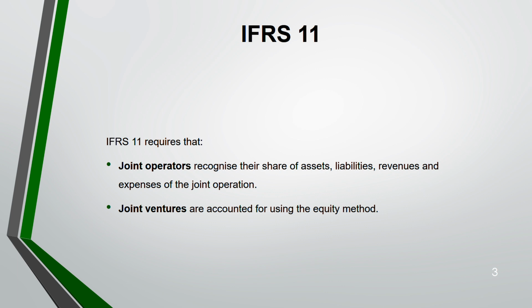Equity method I've covered under IAS 28. So if it's a joint venture, you will follow IAS 28 that we use for valuing associates, because associates and joint ventures both use the equity method. But if it's a joint operation, then you will use the rule of IFRS 11. You will just take the share of your assets, liabilities, revenue, and expenses.